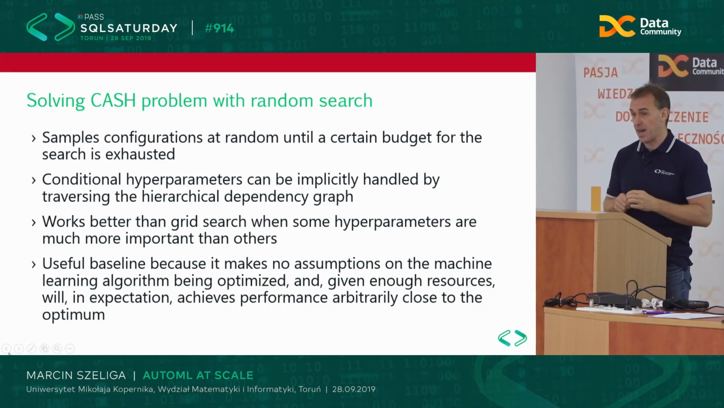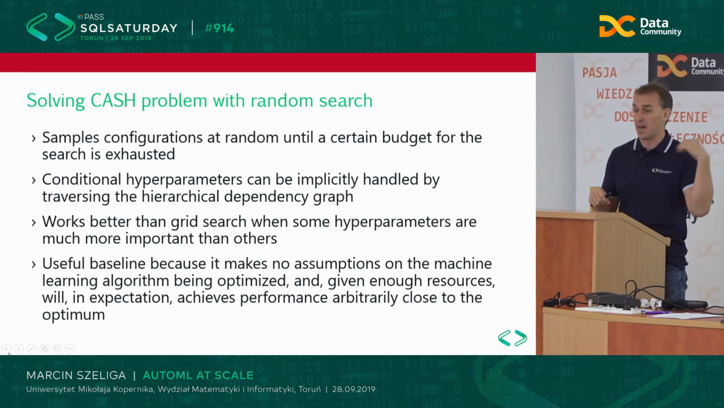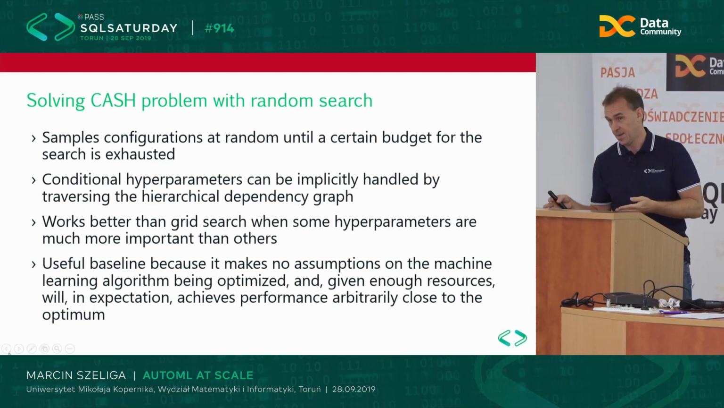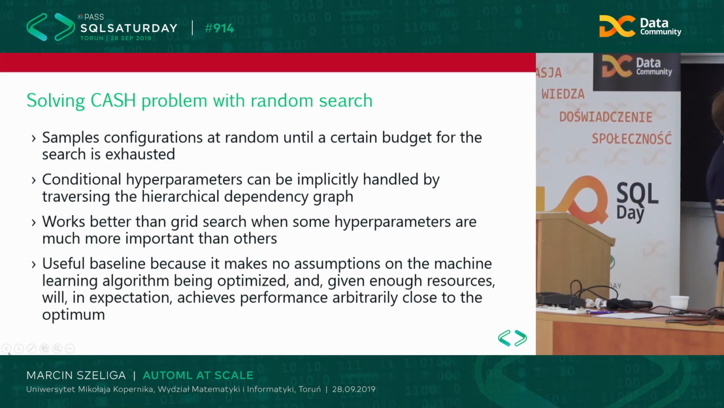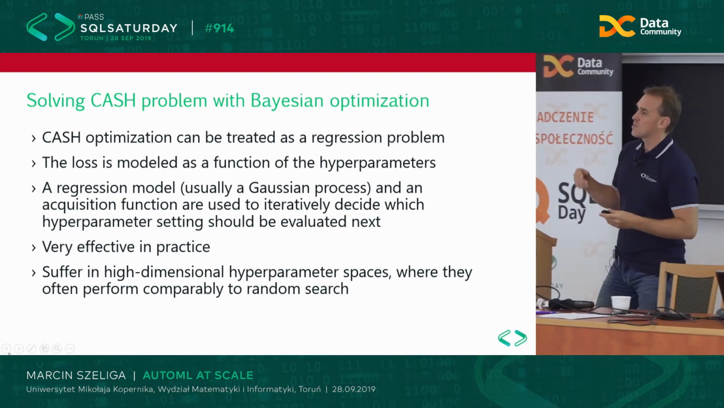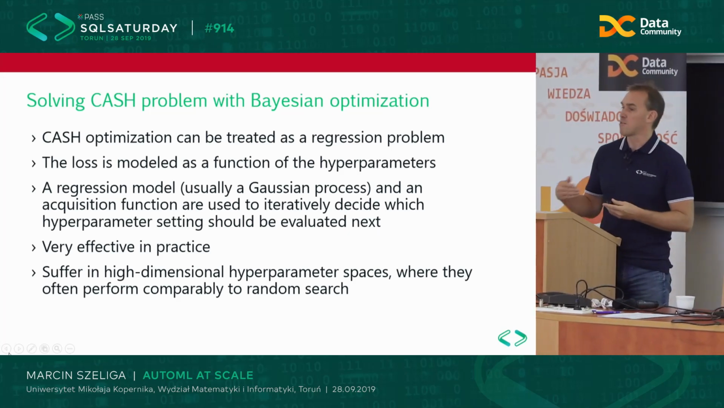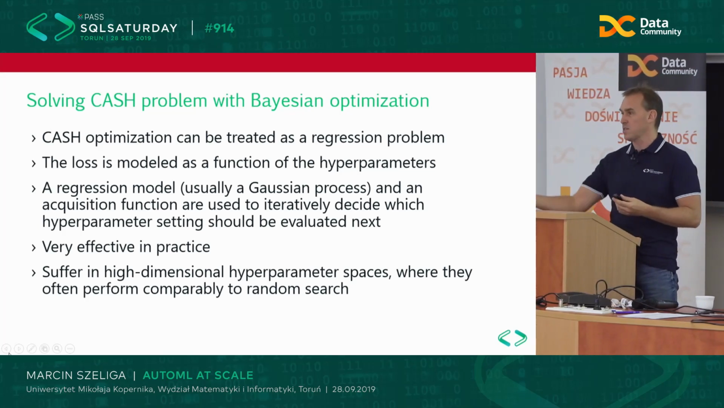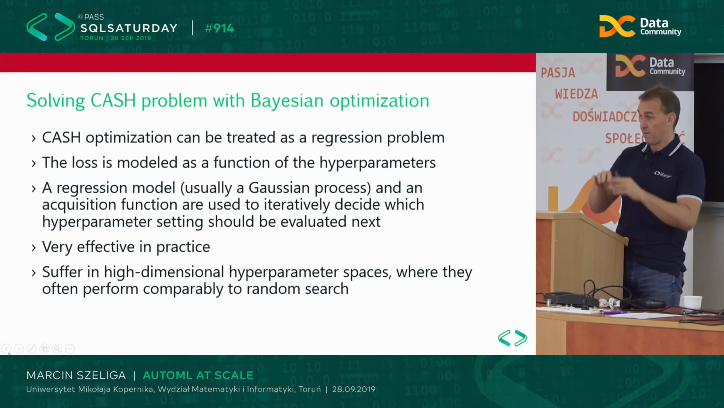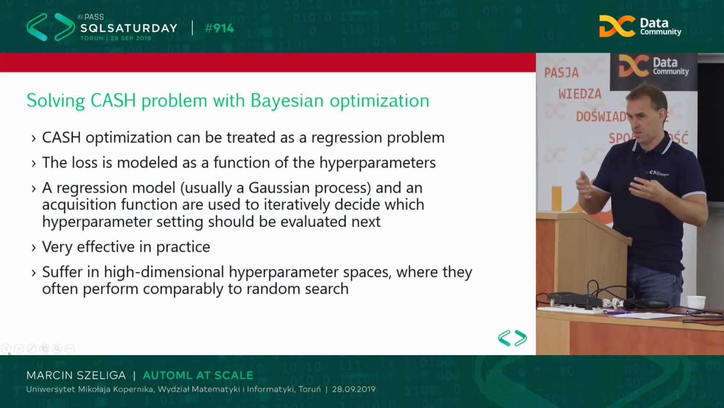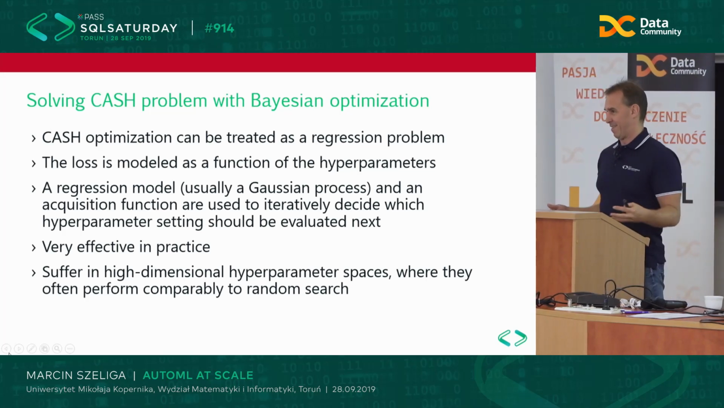Also, it's a relatively easy task. You can parallelize it easily. So it's a highly scalable approach, useful as a baseline. And now, the intelligent part. We can solve this cache problem. We can treat this problem as a regression problem: how to minimize my loss function based on hyperparameter values. Something like this. Okay? So it's meta machine learning right now.